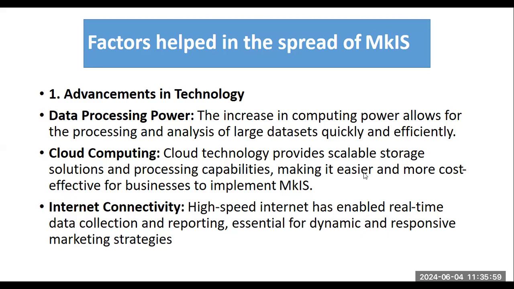Another factor which helps to spread the marketing information system across the organization is the cloud computing technology availability. For example, cost-effective scalability for a small business. Small businesses don't want to have big data centers or hardware technology to store the data. Simply, they can use this cloud computing, cloud storage facilities, computing facilities to analyze the data.